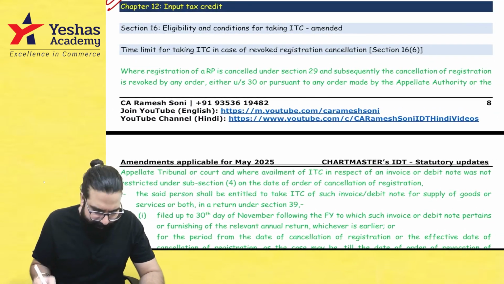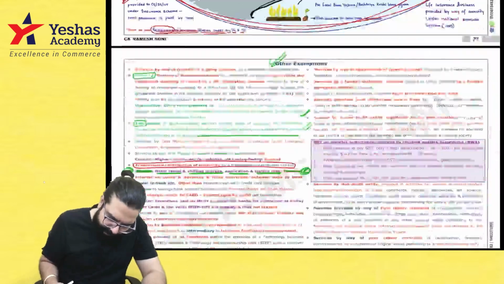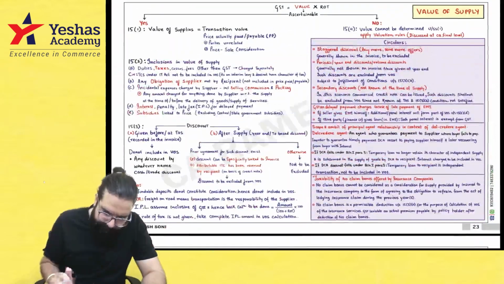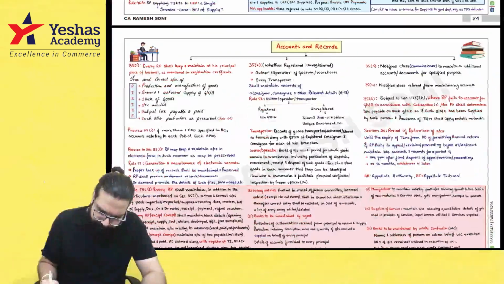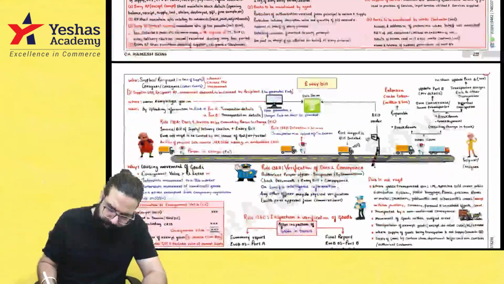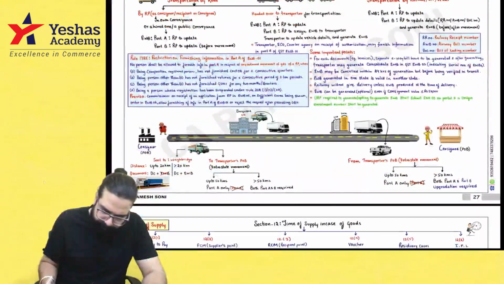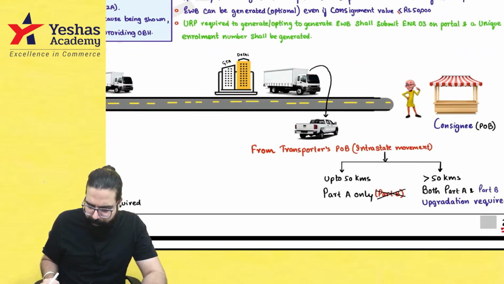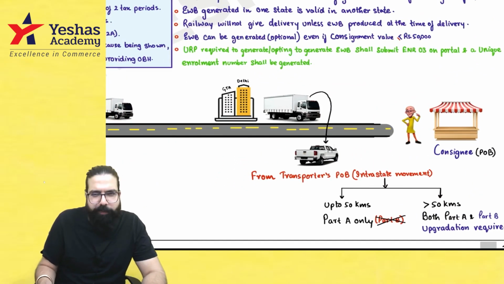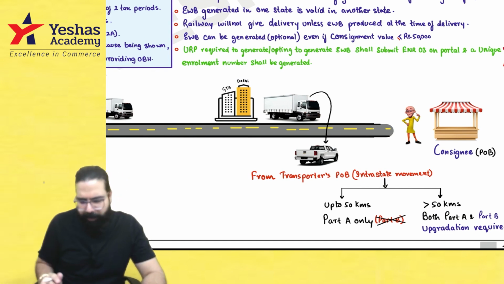Now, input tax credit chapter. We had already learned value of supply, no amendment. Tax invoice, nothing to be done. Accounts, nothing. E-way bill, nothing. The E-way bill amendment which I told you in page number 27, you don't have to study for the May exam. It is not applicable for the May exam. This is for September and onwards attempts.